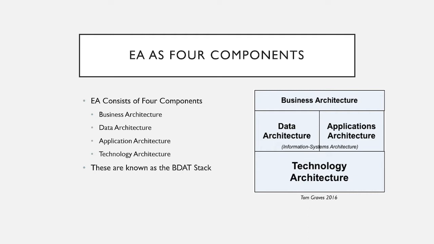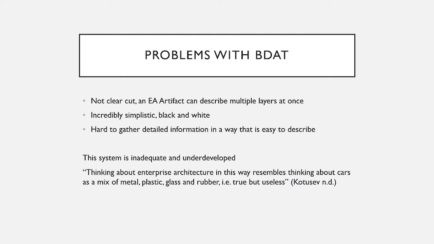So, starting with the first one, we have enterprise architecture as four components: business architecture, data architecture, application architecture, and technology architecture. This is known as the BDAT stack. I wonder why. Basically, the problem with BDAT as a conceptualization is, it's not very clear cut. An EA artifact can describe multiple layers at once. And when I say EA artifact, I mean sort of like a document in relation to the organization.